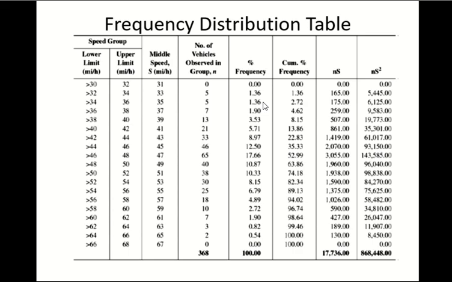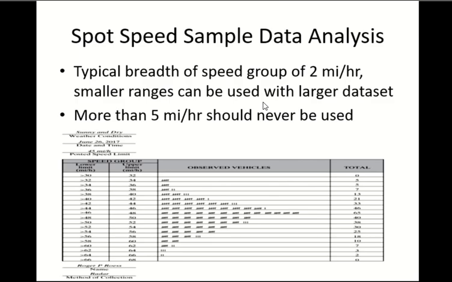How do we decide about the size of the group? Here it is 2. According to the recommendation of the book, 2 is considered the best size. According to their judgment, their experience, their research, 2 is the best size. Then again, according to them, we should not go more than 5, and all these values are in miles per hour. So 2 miles per hour is the best size, and 5 miles per hour is the absolute maximum. Your group size should not be more than 5. Clear?